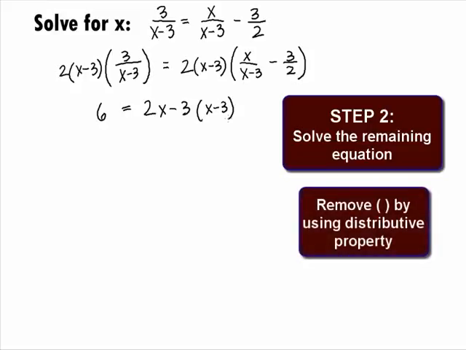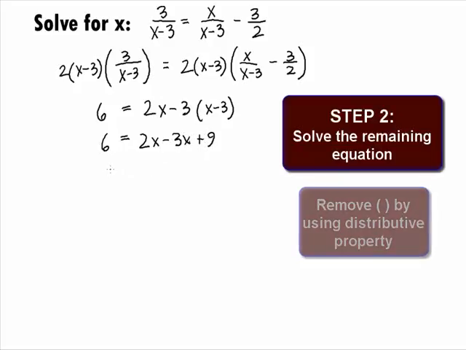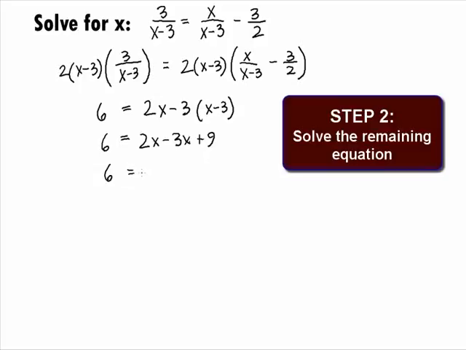We can remove that parenthesis by using the distributive property. So when we do this, we will end up with 6 equals 2x minus 3x plus 9. Combining the like terms of 2x minus 3x, we get 6 equals a negative x plus 9.